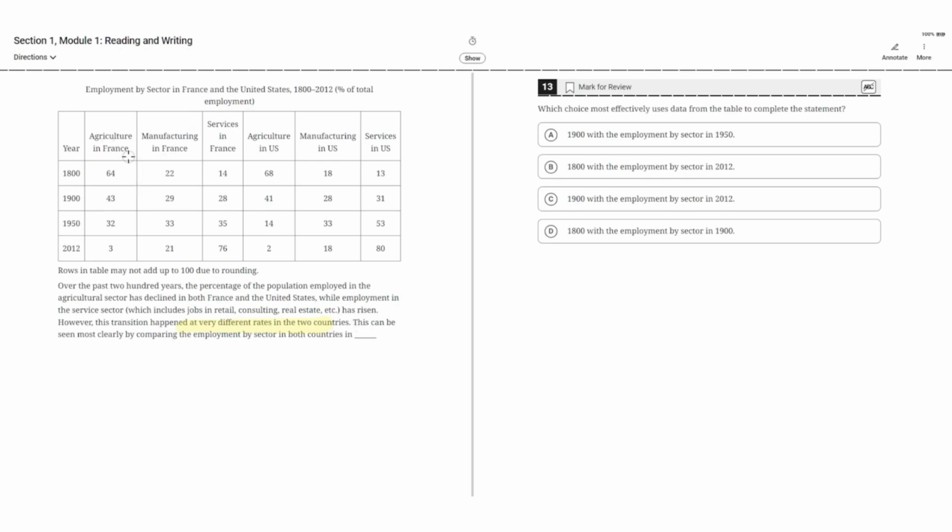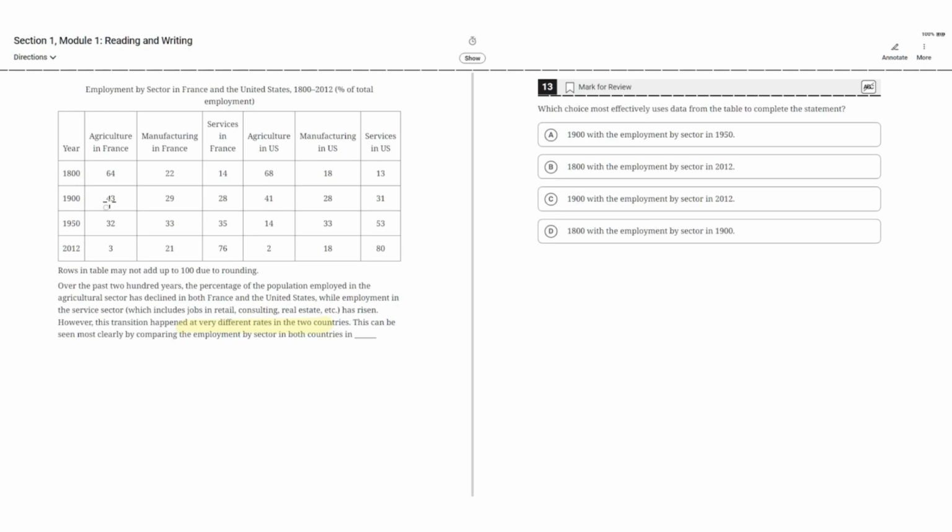So this table here shows the agriculture, manufacturing, and services in France and in the United States from the year 1800 to 2012. And it asks us to find 2 years where the rates are very different for the two countries. The rate is the movement from agriculture to services. So A here says 1900 was employment by sector in 1950.